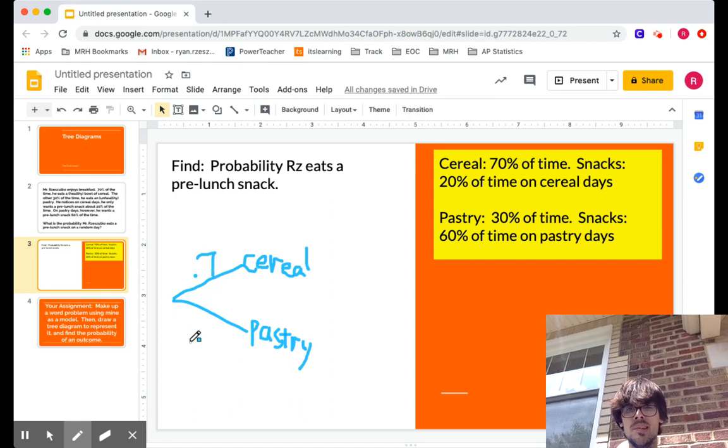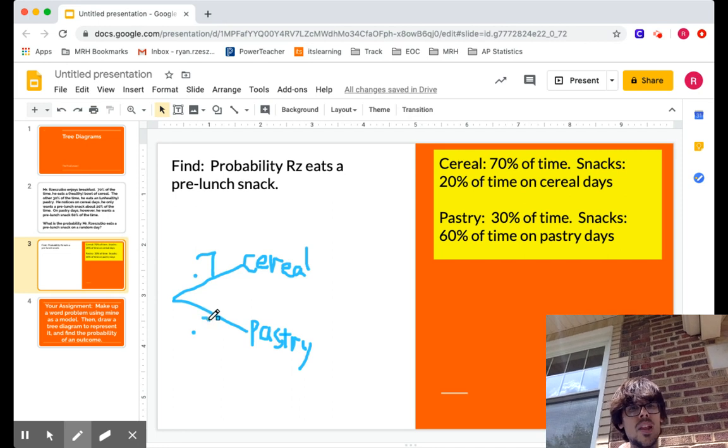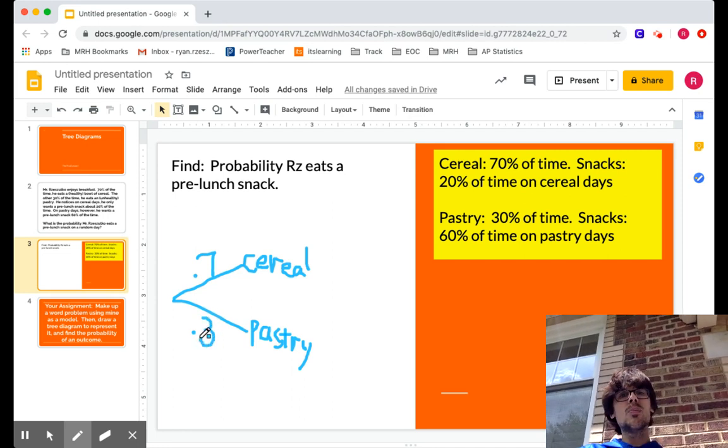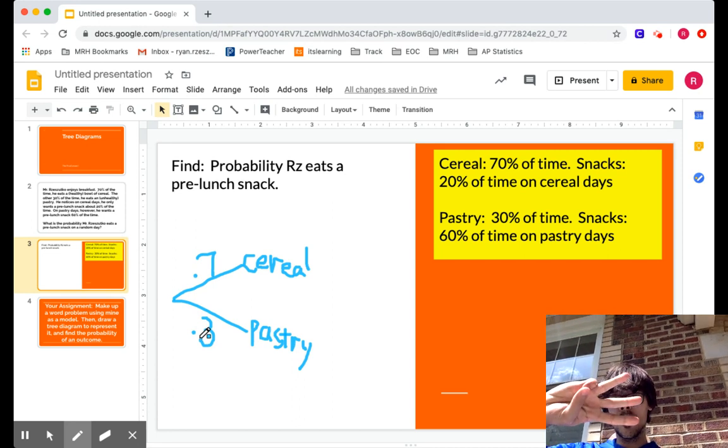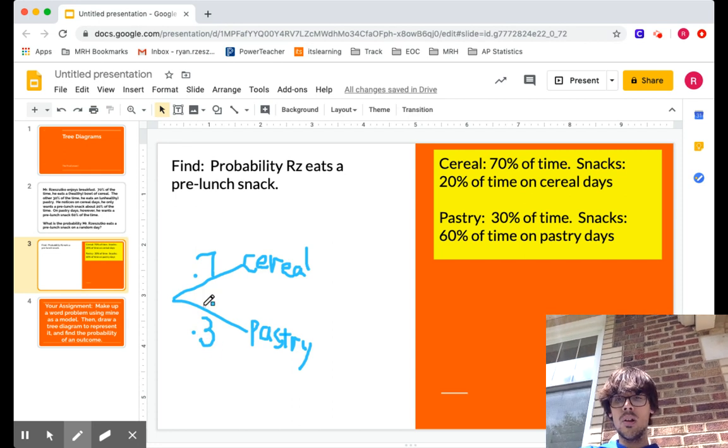70% of the time, so 0.7, I eat cereal. And then 30% of the time, I have a pastry. The little branches like that should always add up to 1, because 1 means 100%. If I eat cereal 70% of the time, it must be pastry the last 30%, unless there's some third option, in which case I'd have 3 branches coming off of it instead of just 2. So you've got to make sure your little branches all add up to 1 if you did it correctly.